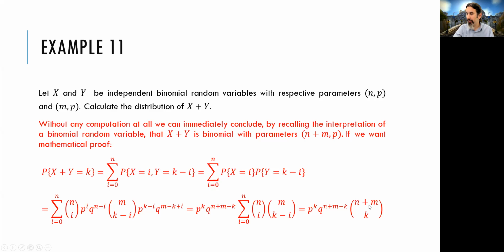This is actually another binomial random variable with parameter p and trial number n plus m. So two binomial random variables summed together give us another binomial random variable as well.